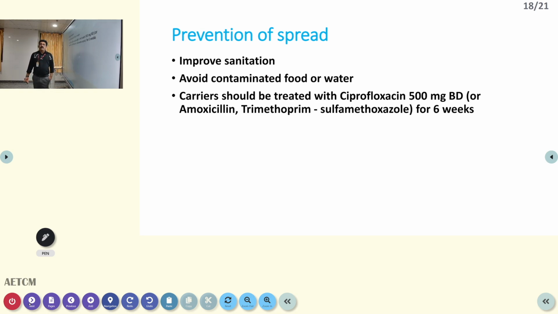So prevention: improve sanitization, avoid contamination of water, or boil it properly, or food should be prepared with clean hands. Chefs can have a typhoid free certificate. All these things should be practiced in community. So carriers, that is very important. Those who have typhoid, and if they are in the food preparation industry, they have to get a certificate after checking their stools that they are not chronic carriers. If they are chronic carriers, we have to give ciprofloxacin or amoxicillin for 6 weeks. That also should be followed.